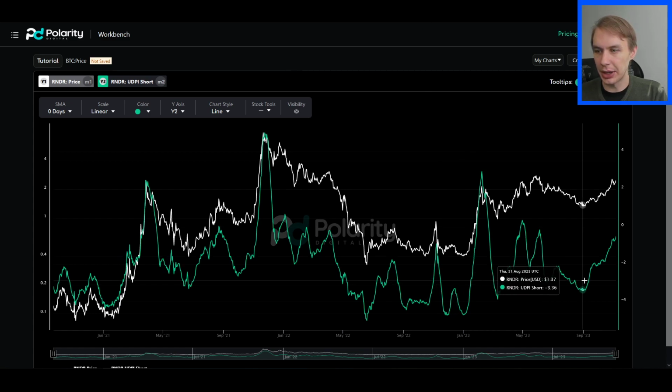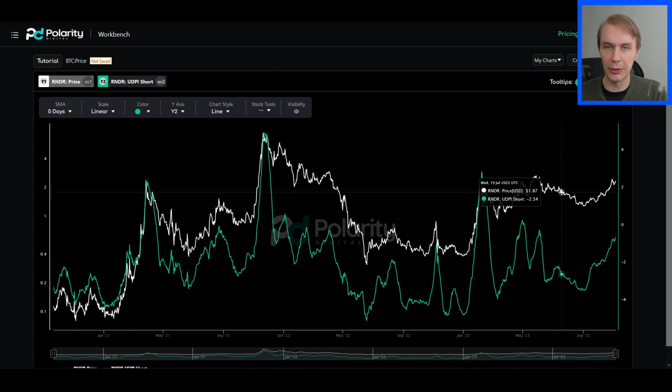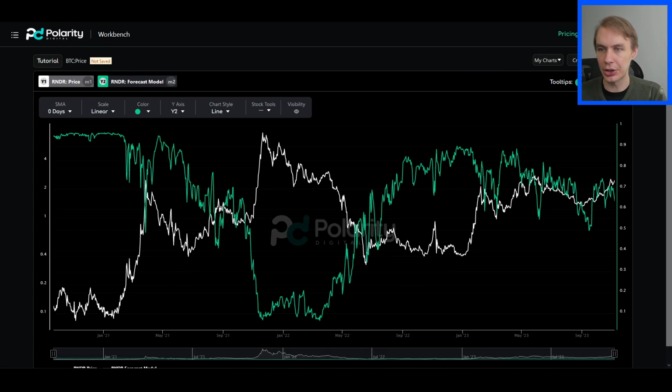Now, another thing we can look at is beyond the short term. Is the broader, longer-term outlook for Render bullish or is it bearish? And that's where our forecast model can be very useful. So this is basically estimating the probability of upside 6 months in the future. So how likely is it that Render's price will be above where it is right now 6 months in the future?